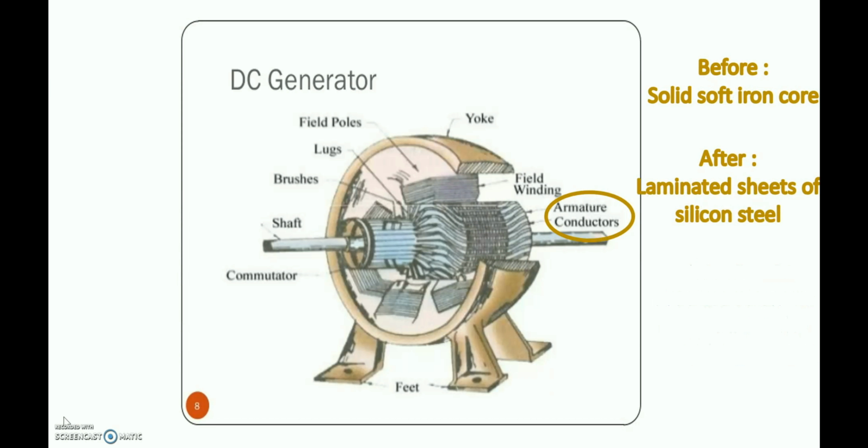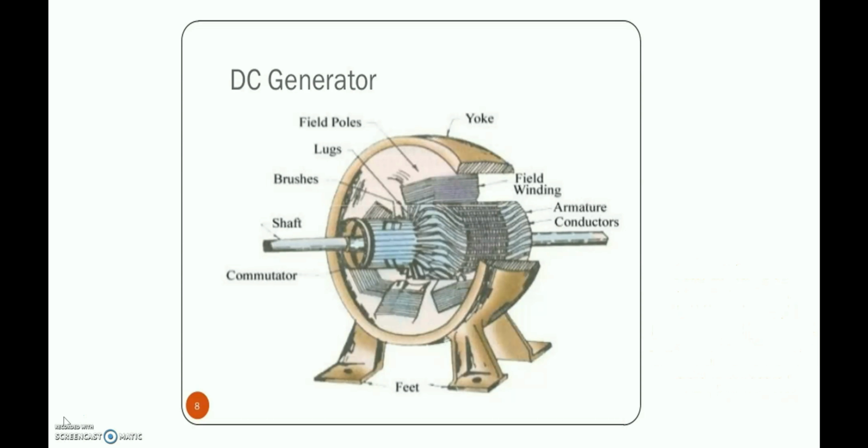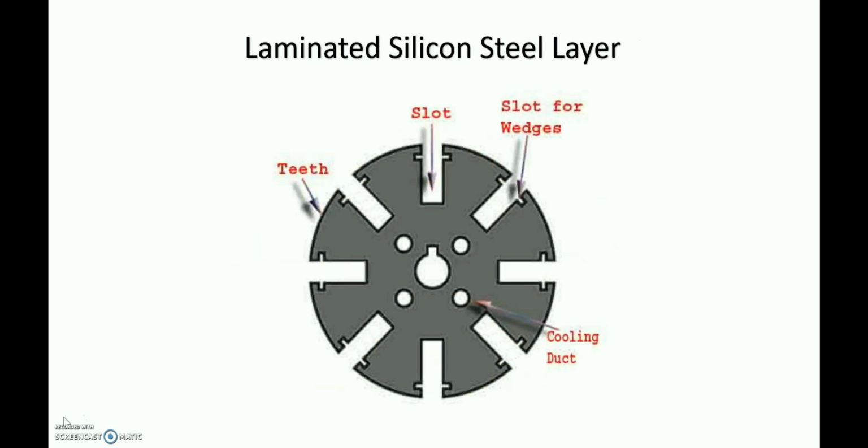Besides that, the armature core is made out of laminated sheets of silicon steel material instead of solid iron. This material is used to provide a high resistance path and reduce the flow of eddy current, as current is less likely to flow in a high resistance path. Eddy current is a source of waste energy that is produced by magnetizing the armature core to produce magnetic flux. By reducing eddy current, we can reduce the heat generated by it and increase the overall efficiency of the generator.